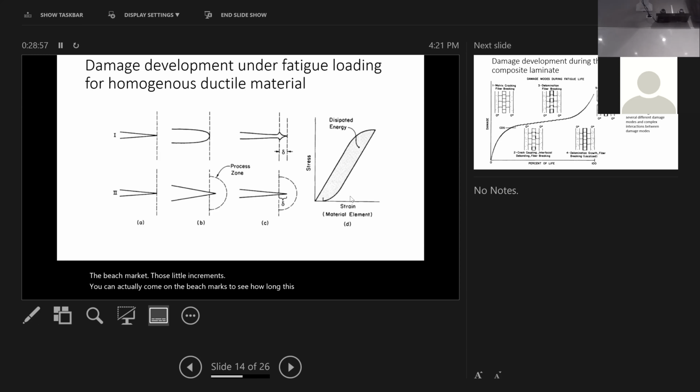You can actually count the beach marks to see how long this has been happening. And the telltale sign for people to believe that the Pratt engine is a fatigue problem is that they fished out the broken blades, and they looked at the origin of the fracture. They found the beach marks leading from a corner of the internal cavity out to a bigger crack. So that's metal fatigue.